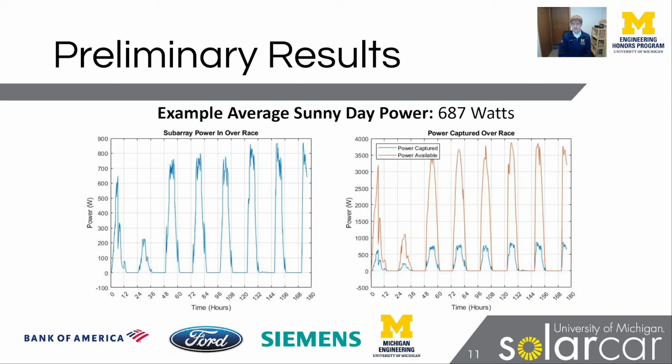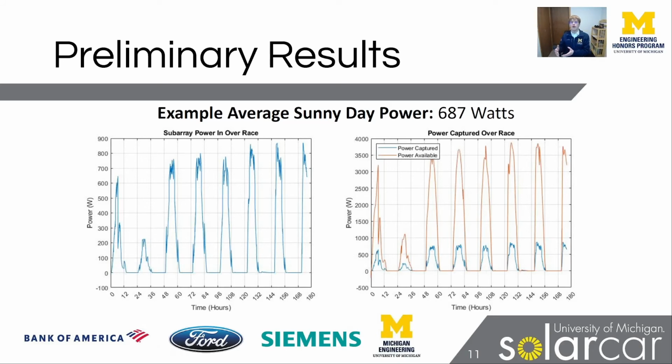So on a sunny day, we'd expect on average to bring in about 687 watts over the course of the day. And so this tool allows us to figure out, all right, if we're bringing in, I'm going to round up to about 700 watts, then we want to be putting down with a battery that is, say, 5 kilowatt hours in sum total from the start of the race.